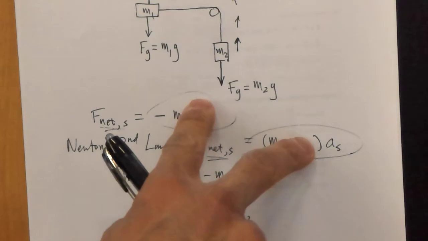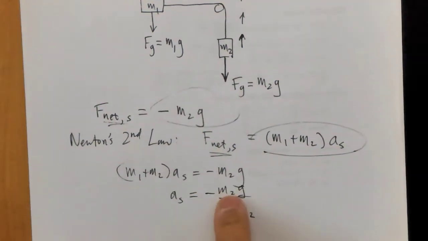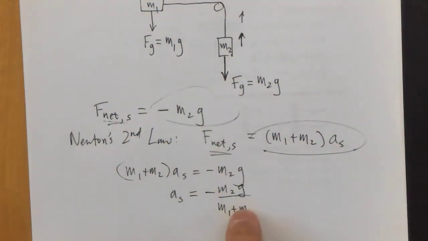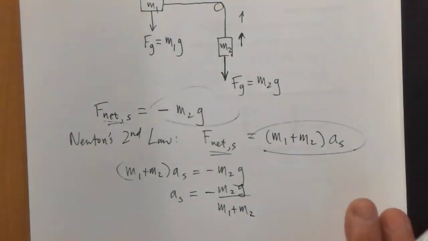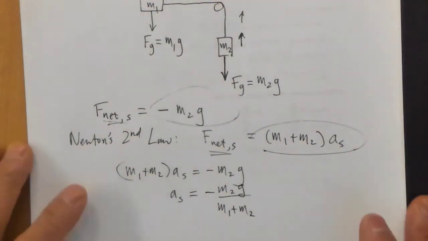And then you set these two equal to each other, and you get a_s equal to minus m2 g divided by m1 plus m2. Okay? Everybody good on that? So we got that pretty simply. Now, however, we didn't get the tension yet.